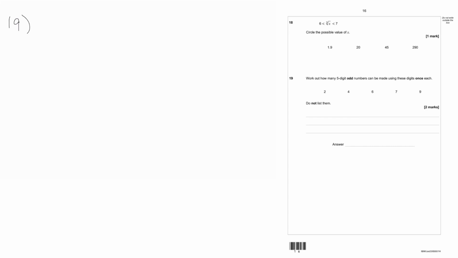So moving on to question 19, and we are given a list of numbers, 2, 4, 6, 7, 9, and we want to work out how many 5-digit odd numbers can be made using these digits once each. For it to be an odd number, it's going to have to end in a 7 or a 9. If we call the other 4 numbers A, B, C, and D, we have A, B, C, D, 7, and A, B, C, D, 9. The other numbers don't actually matter that much, but what matters is, for the 4 numbers preceding the last digit, how many combinations can we make?